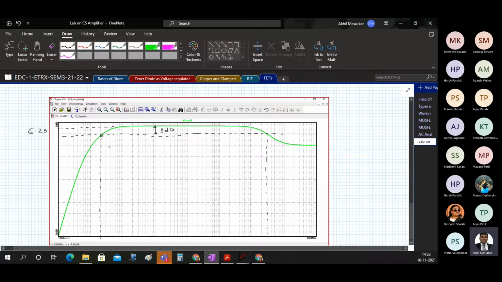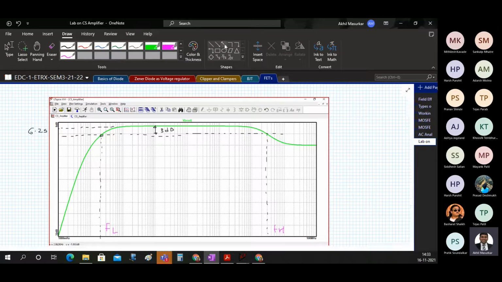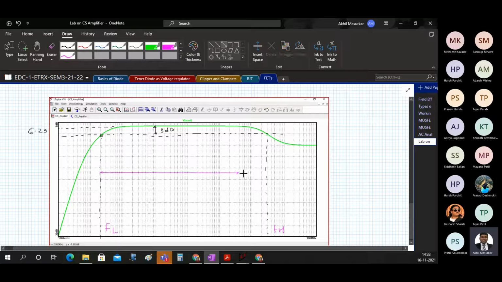So this first point is called the lower cutoff and this is called the higher cutoff, and the difference between them is called the bandwidth. So bandwidth is nothing but fH minus fL.